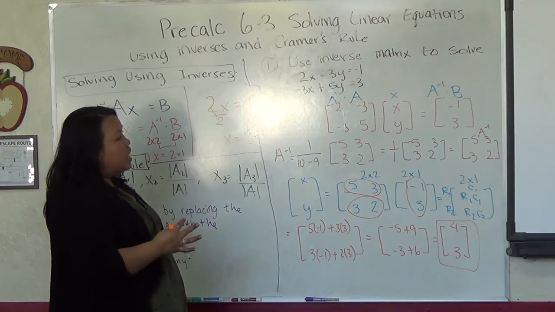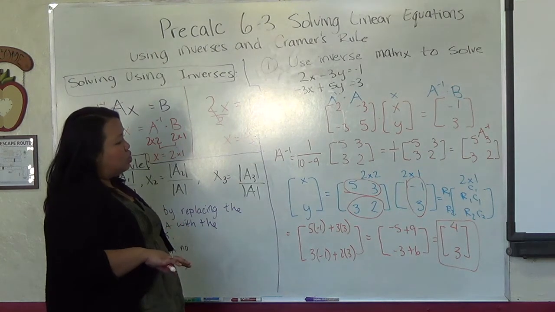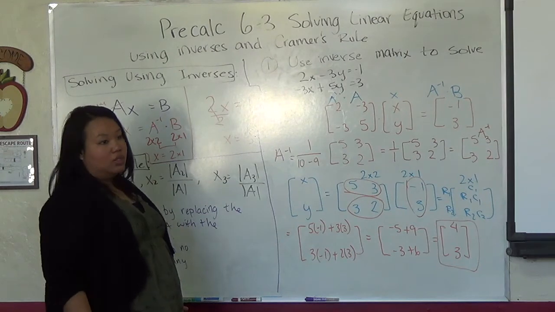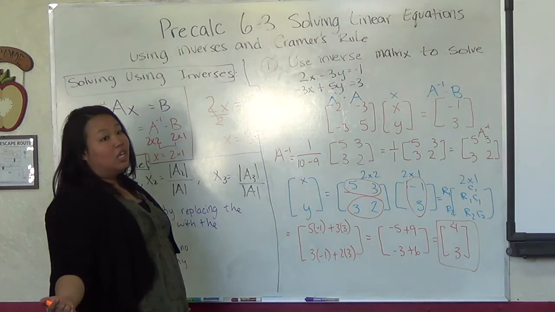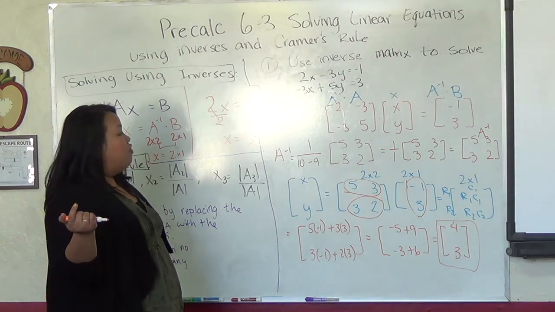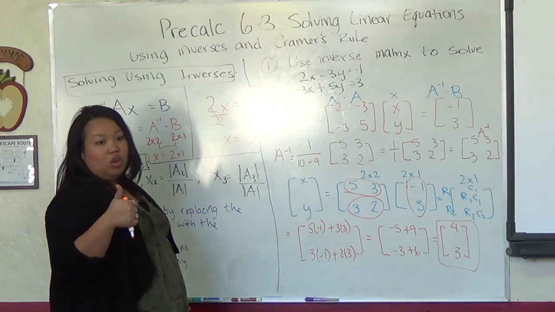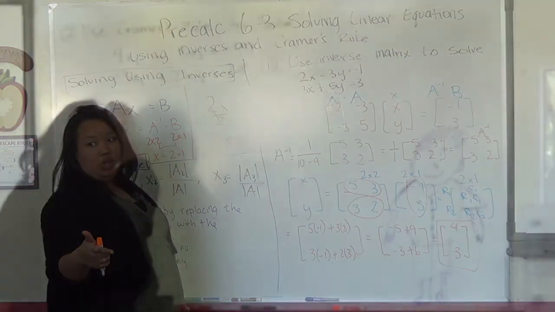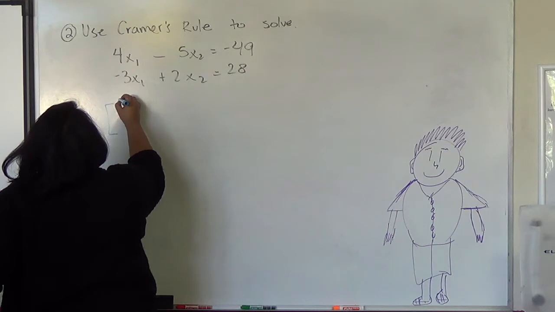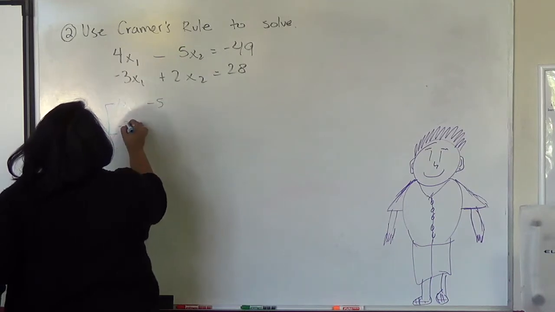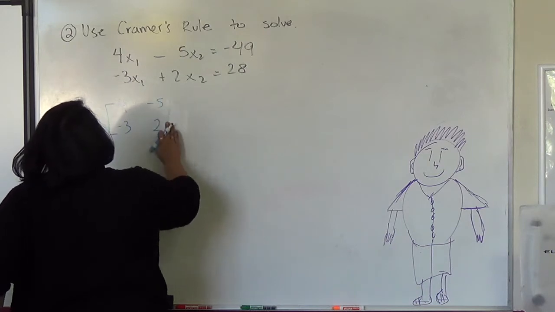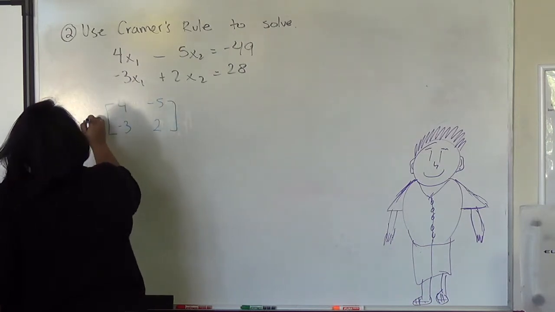Now this is about the same work as if you were to use substitution or elimination, especially when you're adjusted to matrices. But on a 3 by 3, this is a lot less work than finding the inverse matrix or using substitution or elimination. Let's first put it into a matrix. So 4, negative 5, negative 3, and 2. This is A.